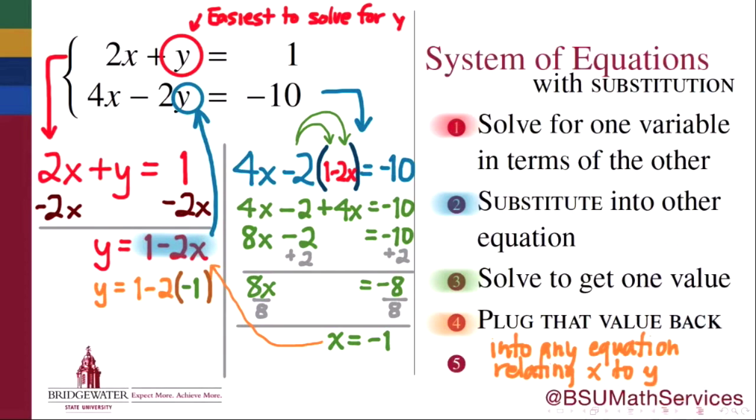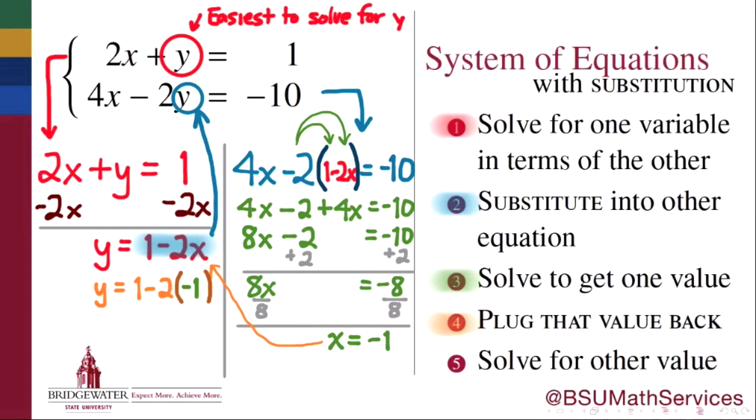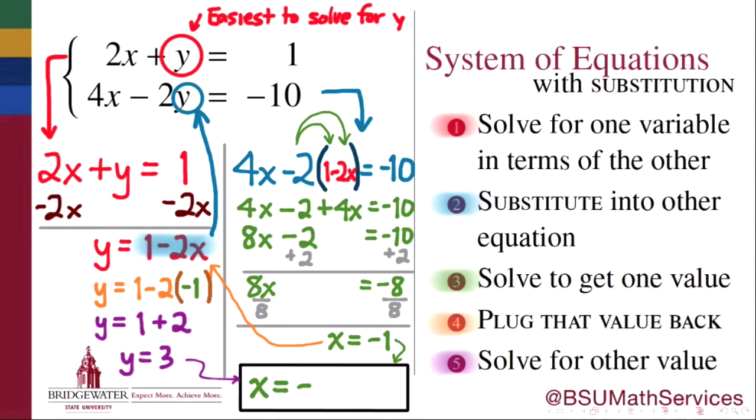Having substituted negative 1 in for x, we therefore know that y must be equal to 1 minus 2 times negative 1, and solving that equation to get the value for y gives us y equals 3. Therefore, the solution of this system of equations, the value of x and y, which satisfy both equations at the same time, are x equals negative 1 and y equals 3.